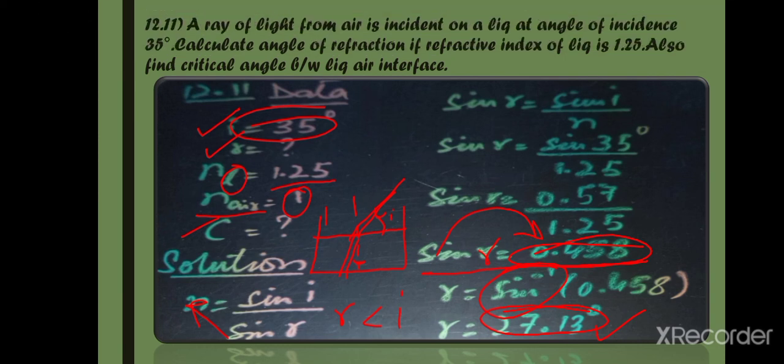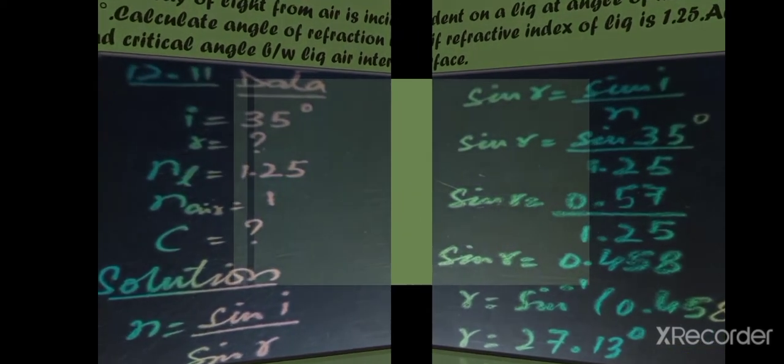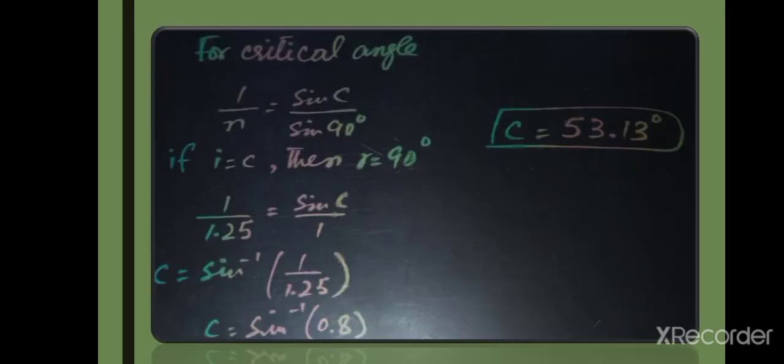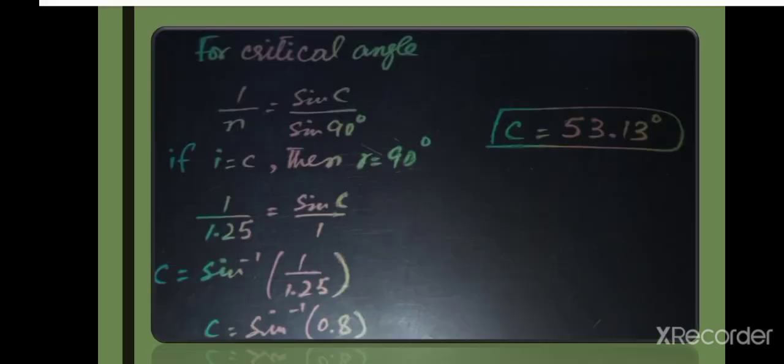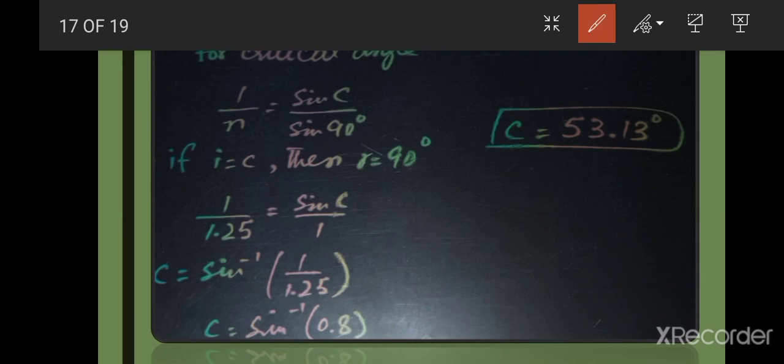In the second part, we have to find out the critical angle. In the case of total internal reflection we have discussed critical angle, but in that case the light ray was incident from a denser medium like glass, and it was entering the rarer medium. That was the condition for total internal reflection.